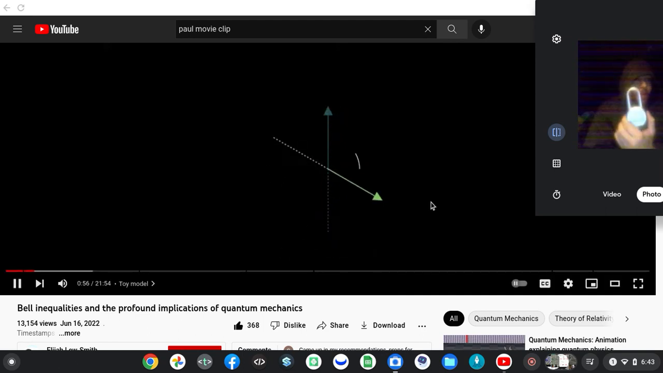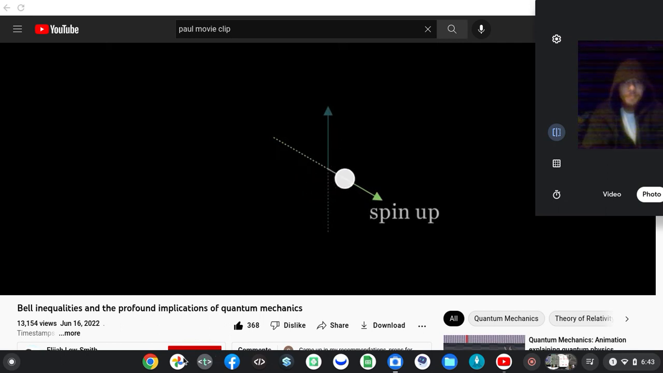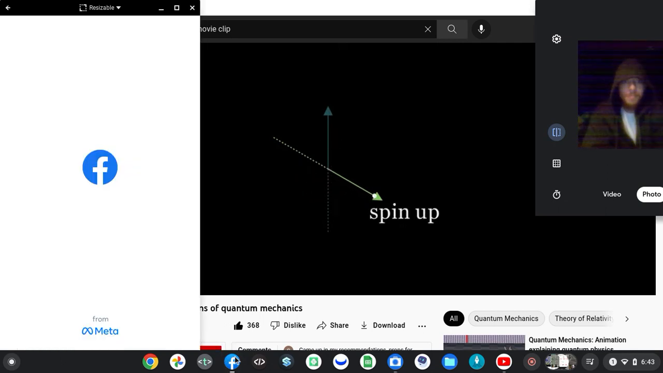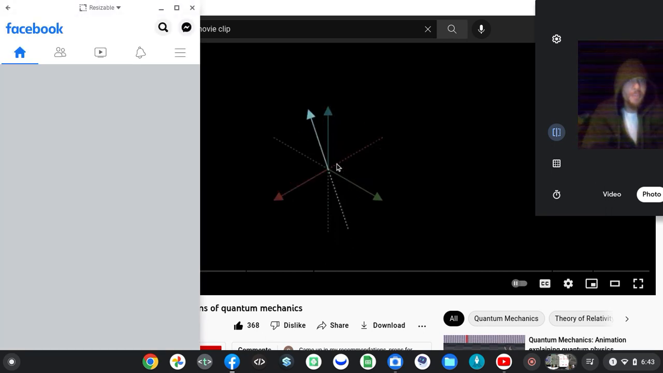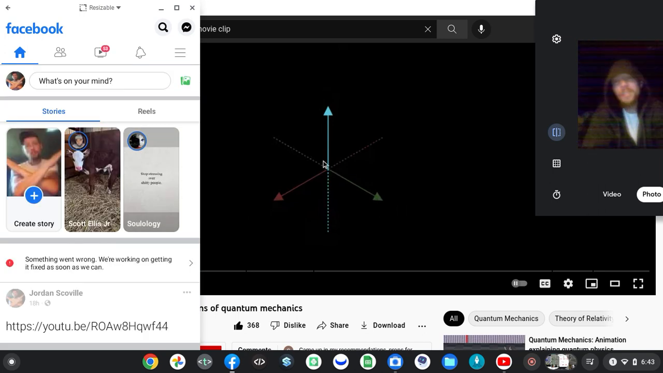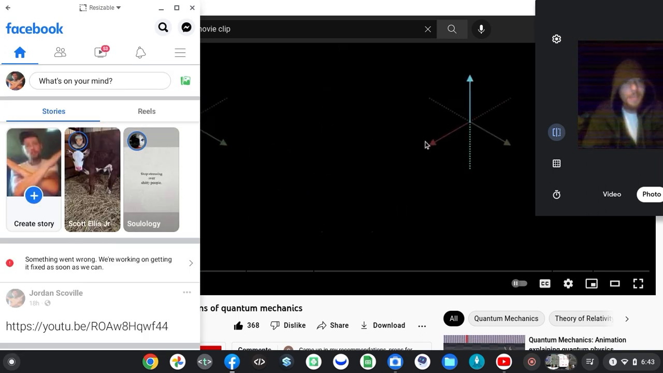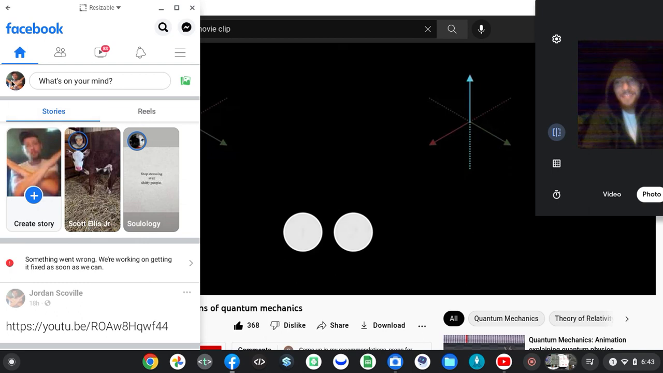So if we're measuring along parallel axes, it's spin up if the particle goes with the axis, even if it's down on the screen. Imagine two particles carried through spatially distant measurement devices.